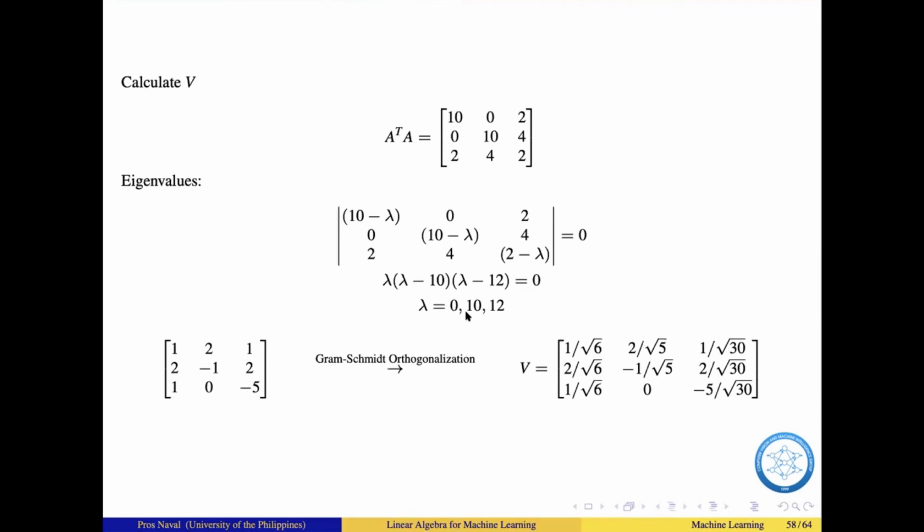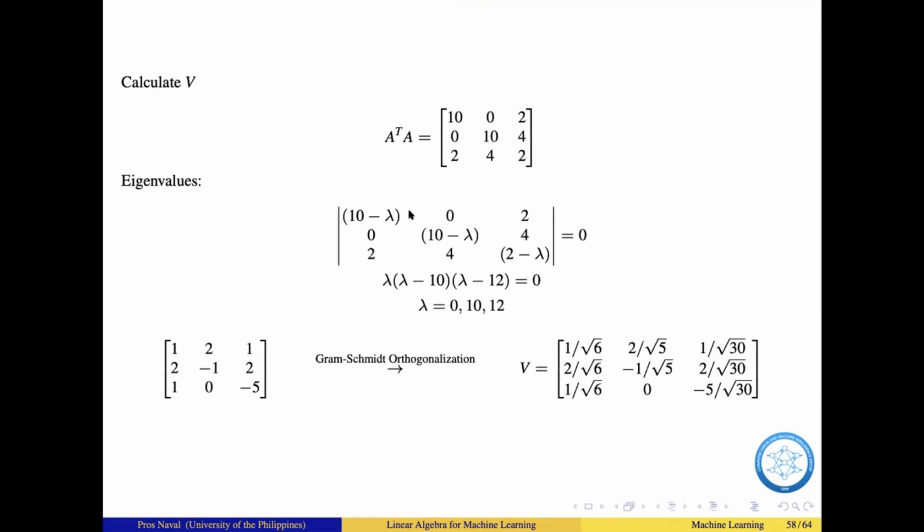You'll notice that 10 and 12 are the same values that we obtained earlier. It should be the case, no? As I've said, the eigenvalues for the previous calculation should be the same except for the zeros. So this one actually has an extra one, which is 0, because this is a 3 by 3 matrix, while the other one, for U, is just a 2 by 2 matrix.